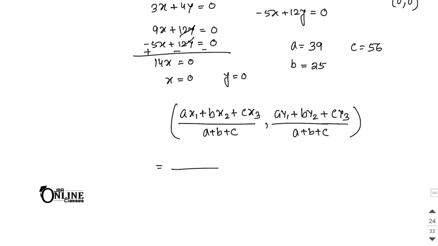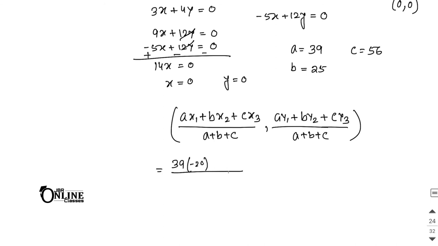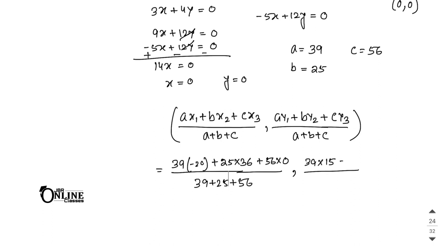So here you can write this one as 39, then into X1, which is minus 20. Okay, clear? Then next 25 into 36, and then 56 into 0 divided by 39 plus 25 plus 56, comma, the next one 39 into 15, then 25 into 15, and the last one again 56 into 0 divided by 39 plus 25 plus 56.